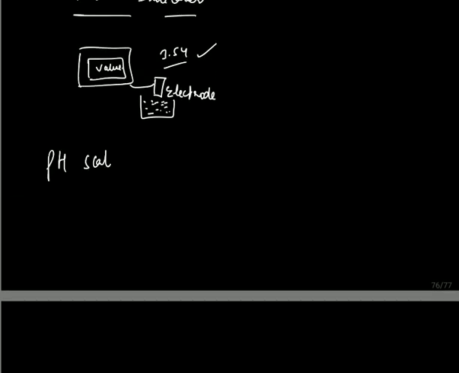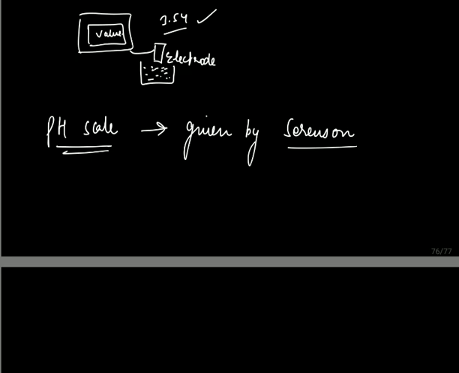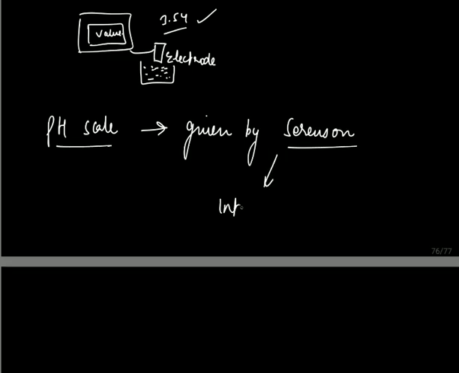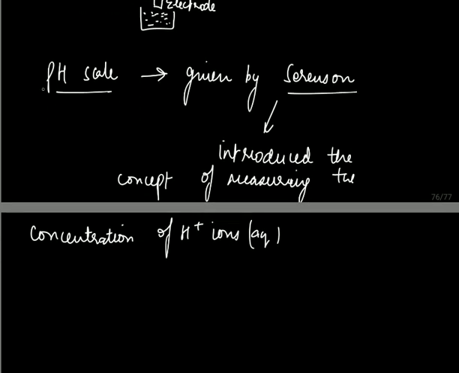Now coming to this scale, we'll go back to somewhere in 1909. The pH scale was given by Sorensen. Most people use the surname only. Sorensen was a Danish chemist who introduced the concept of measuring the concentration of hydrogen ions in aqueous solution. So p over here stands for potenz, which is a German word meaning power.